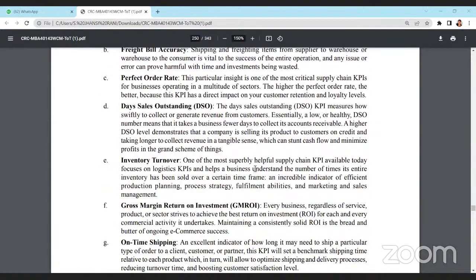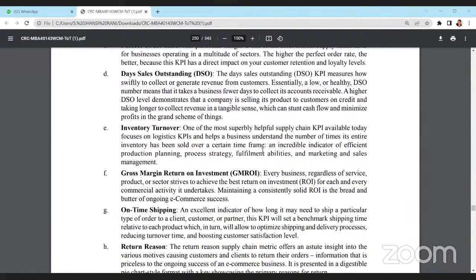Next is inventory turnover. This is one of the most superbly helpful supply chain KPIs available today, focused on logistics, and helps a business understand the number of times its entire inventory has been sold over a certain time frame. And it is an incredible indicator of efficient production planning, process strategy, fulfillment abilities, and marketing and sales management.